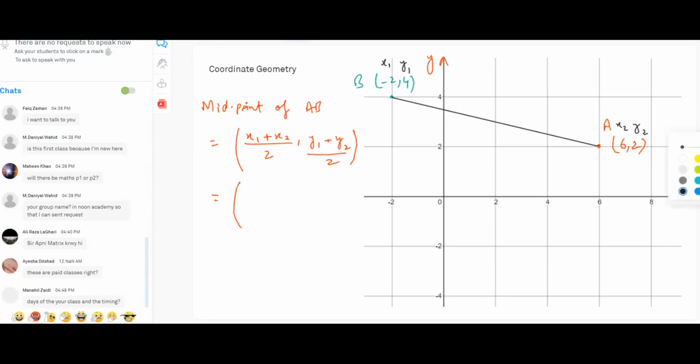What do we get here? So x1 की वैल्यू हमने यहाँ पे क्या लिखी? That's -2. Plus x2, that is 6 divided by 2, and y1, that is 4 plus y2, that is 2 divided by 2, and that gives us 2 and 3. That is the midpoint. The midpoint figure out करने के लिए क्या करते हैं?